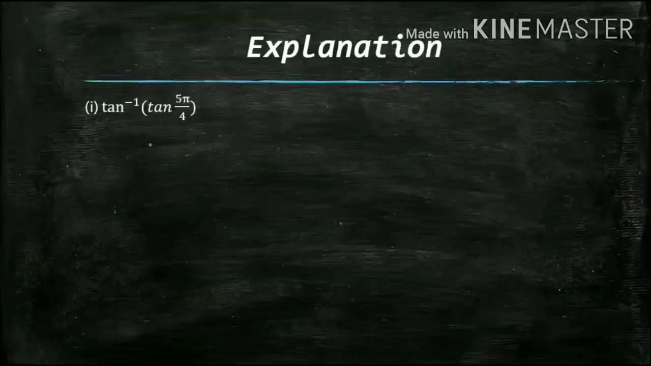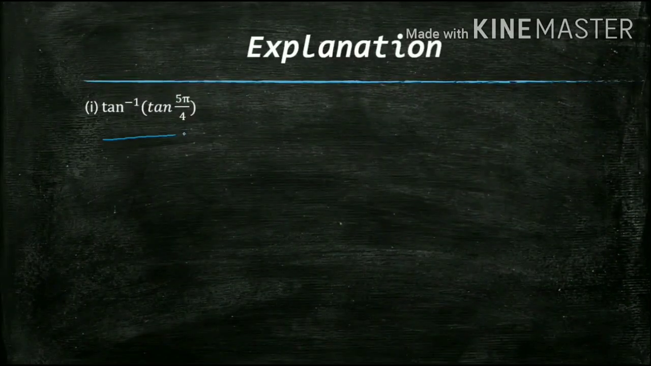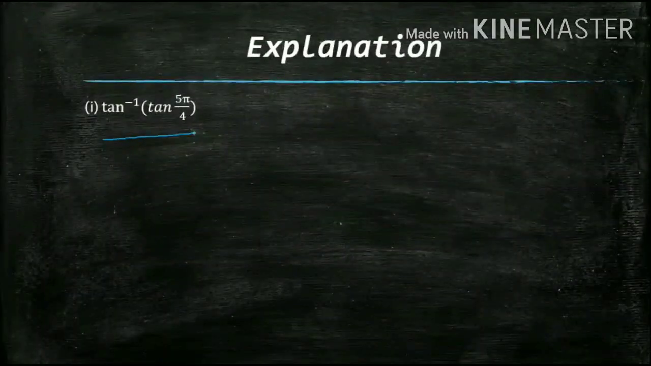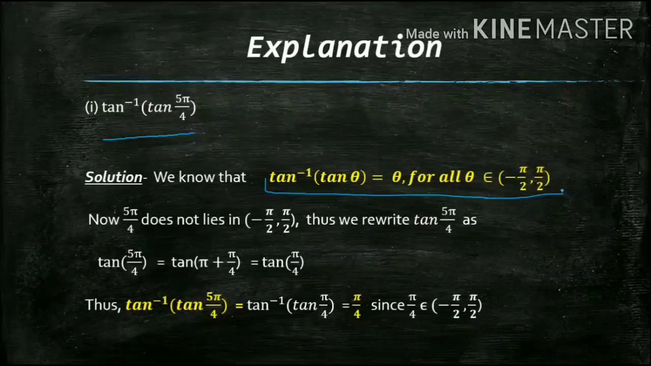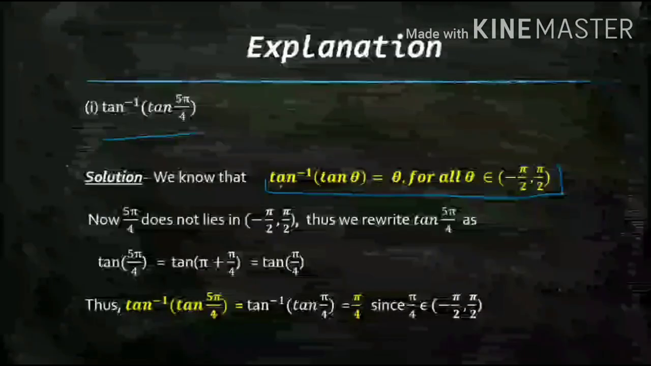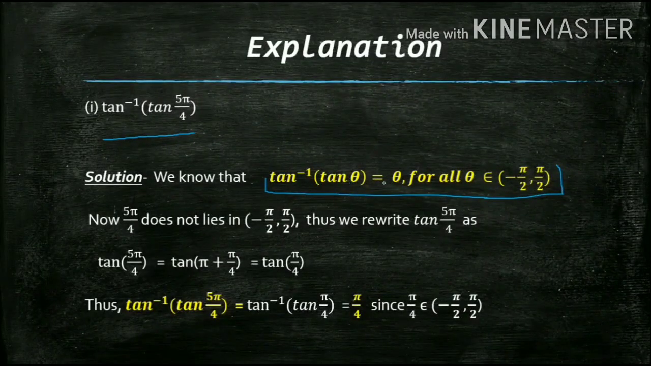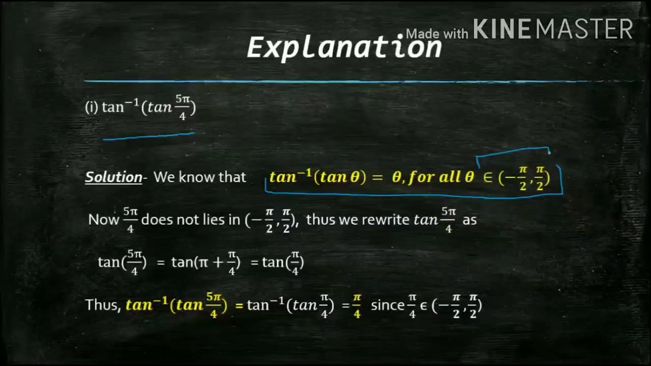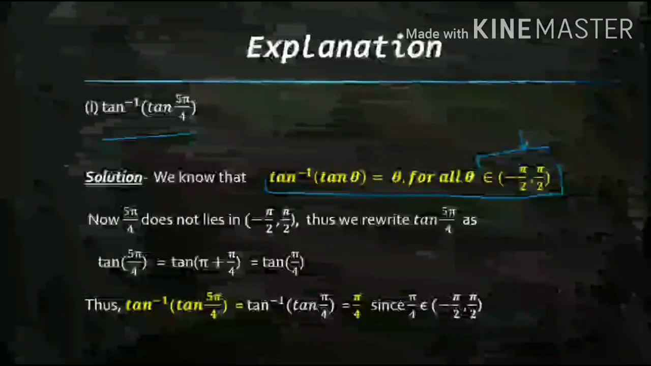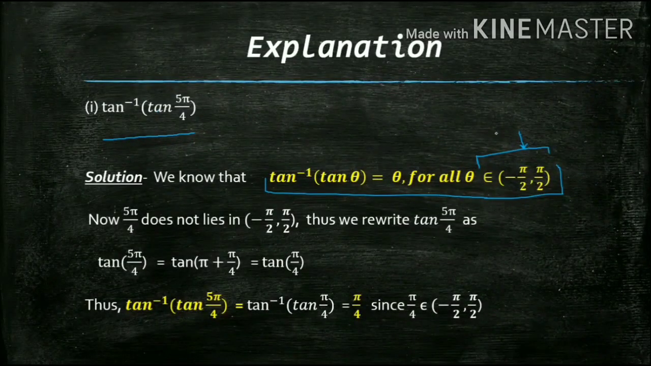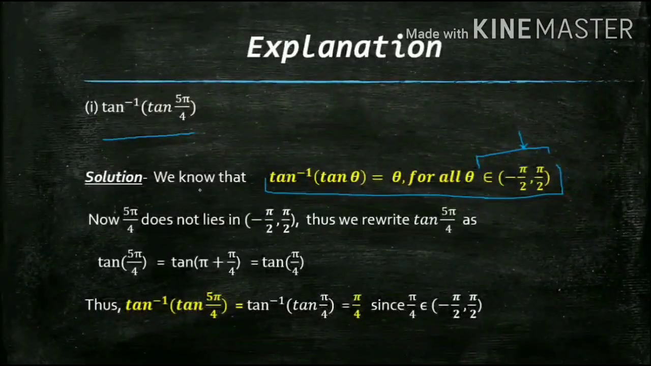First one. The question was to find the value of tan inverse of tan 5 pi by 4. What you need to do? Firstly, you need to remember this property and write this. Whenever tan inverse comes outside, tan inverse of tan theta equals theta whenever theta belongs to the open interval minus pi by 2 comma pi by 2, which is nothing but the same as the range of the principal value. Now 5 pi by 4 does not belong to it.